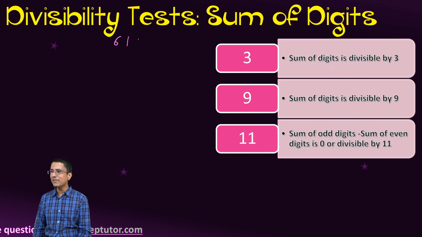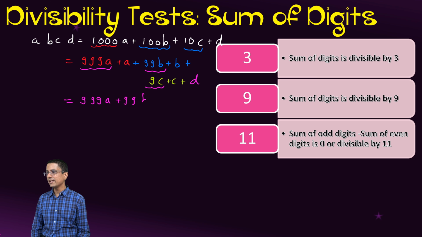So here I have done nothing. I have just used the distributive law as such. Then I combine these terms, 99A, 99B, 9C. These things I can combine. And one of the things that you will immediately notice as soon as you write it is these terms all have factors of 9.